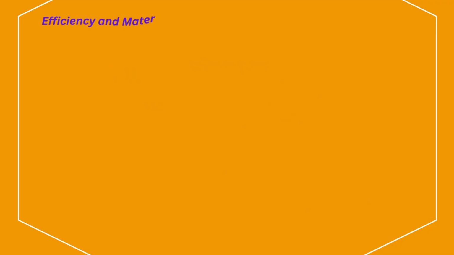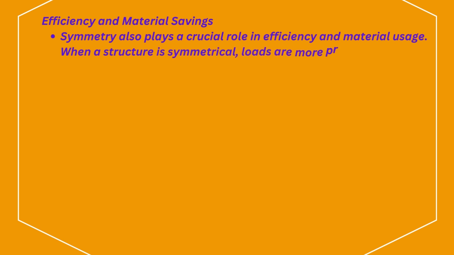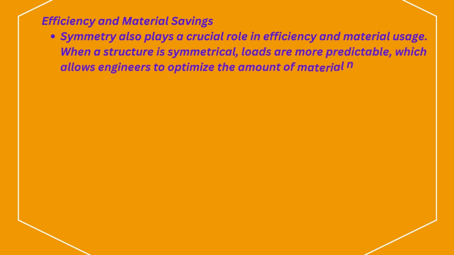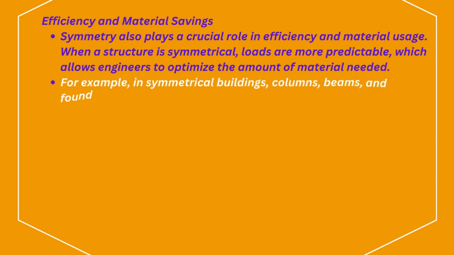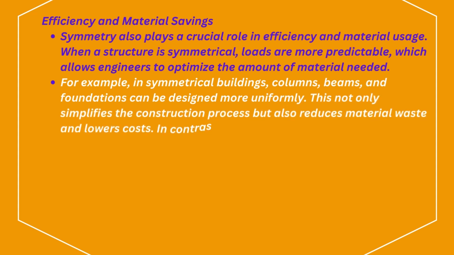Efficiency and material savings. Symmetry also plays a crucial role in efficiency and material usage. When a structure is symmetrical, loads are more predictable, which allows engineers to optimize the amount of material needed. For example, in symmetrical buildings, columns, beams, and foundations can be designed more uniformly. This not only simplifies the construction process, but also reduces material waste and lowers costs.